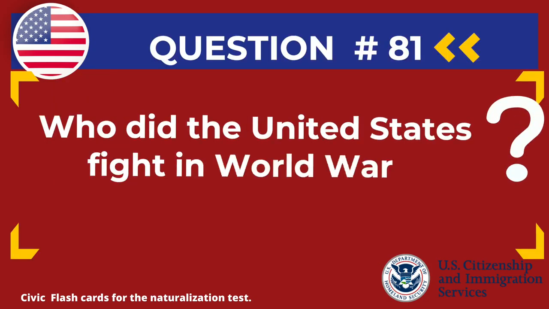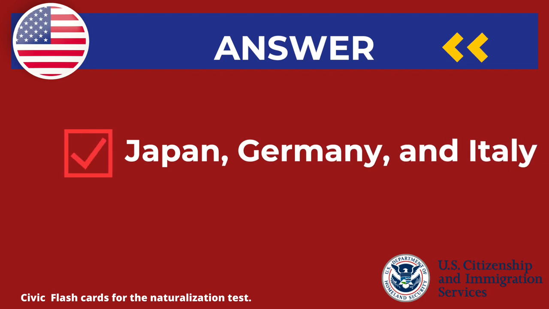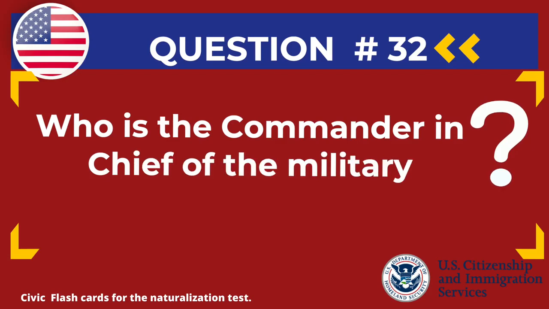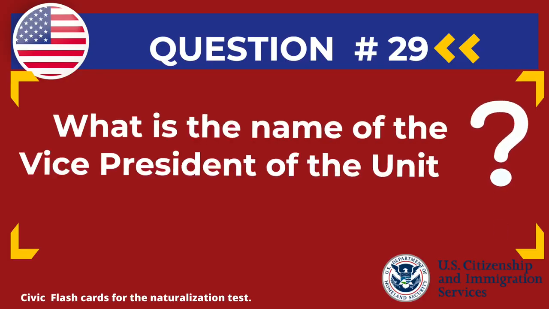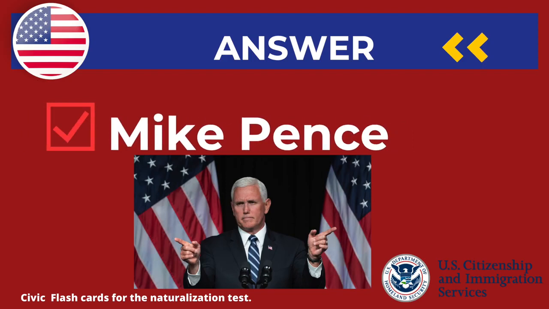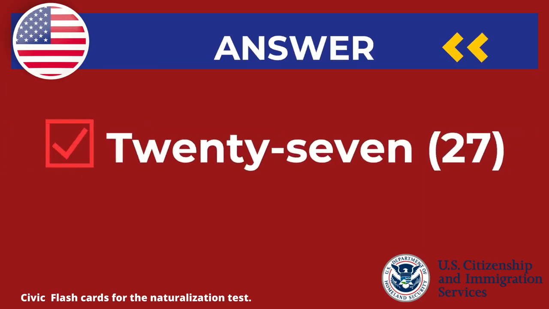Who did the United States fight in World War II? Japan, Germany, and Italy. Who is the Commander-in-Chief of the military? The President. What is the name of the Vice President of the United States now? Mike Pence. How many amendments does the Constitution have? 27.